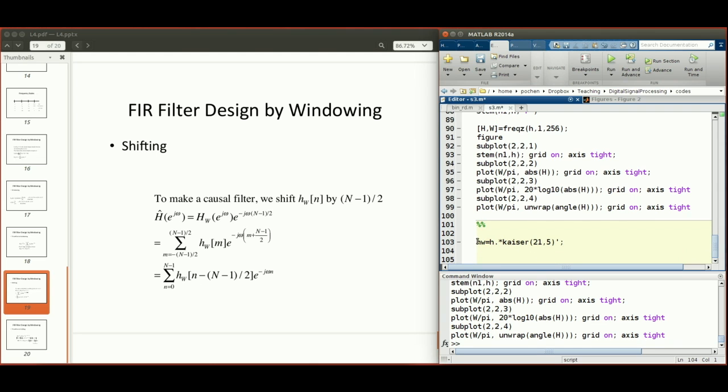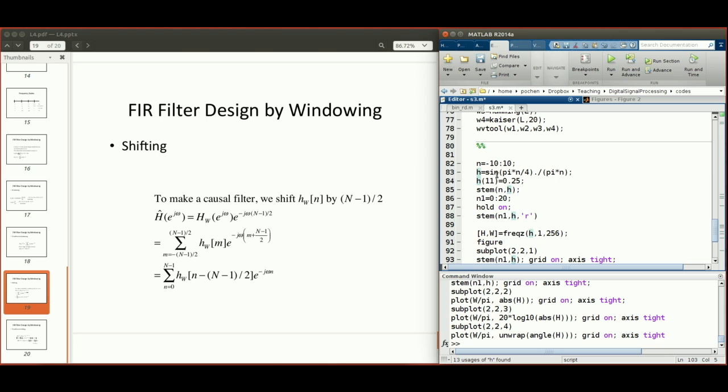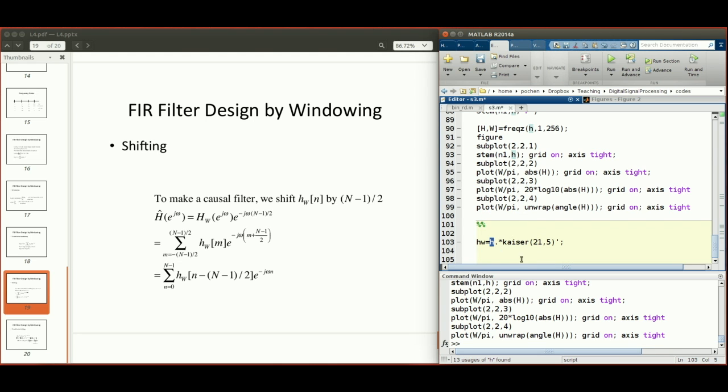So this time HW is a windowed impulse response, right? And the impulse response is still the sinc function that we constructed here, multiplied with this smoothed Kaiser window. So let's convert it into the frequency domain again. Again, we use a big HW, and then big W equals FREQZ.